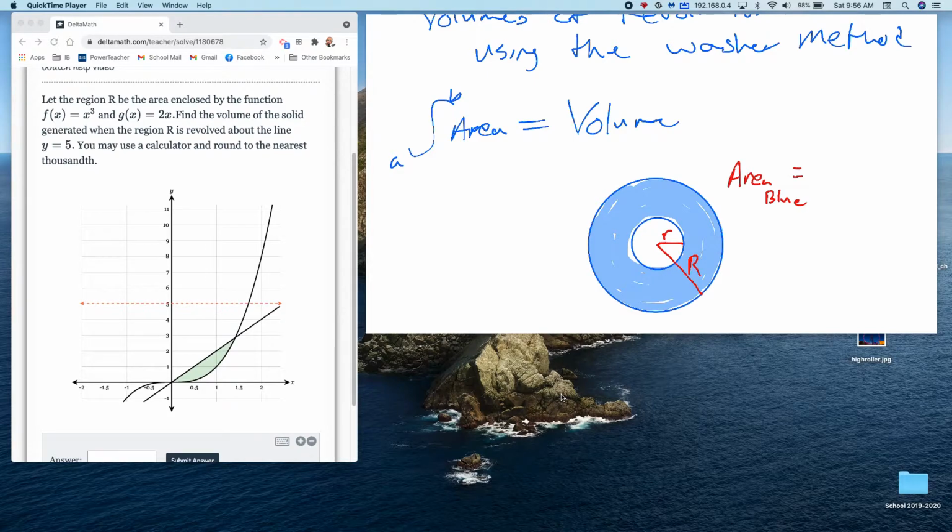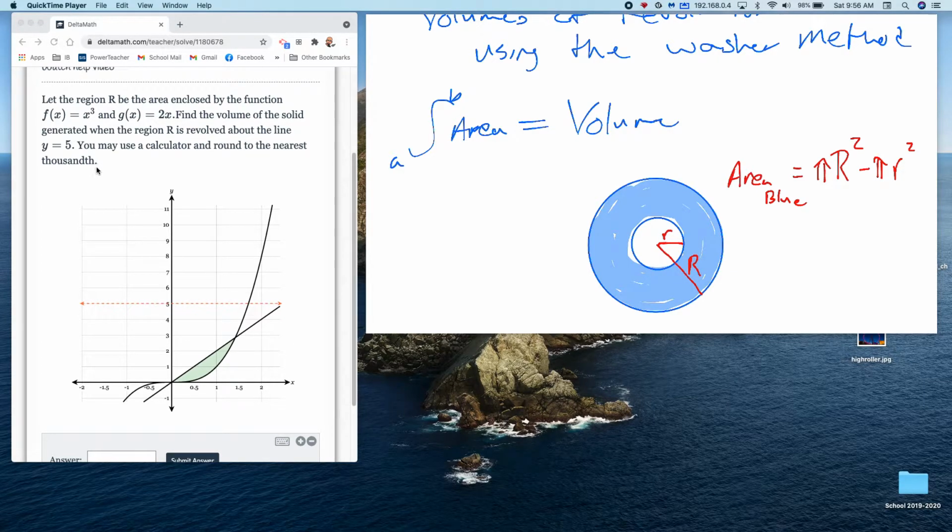So when we find the area of the blue, we would take pi times the big radius squared minus pi times the little radius squared. And that's the kind of thing we're going to do with this. We're going to revolve these regions, and there's going to be a hole within them. So take a look at this example right here.